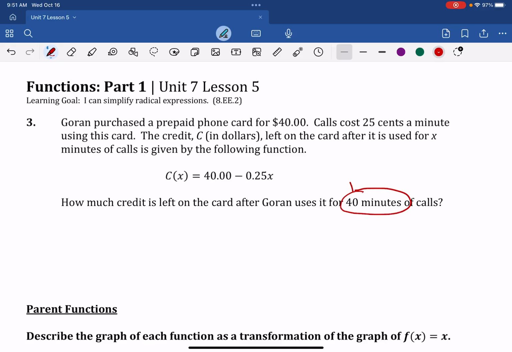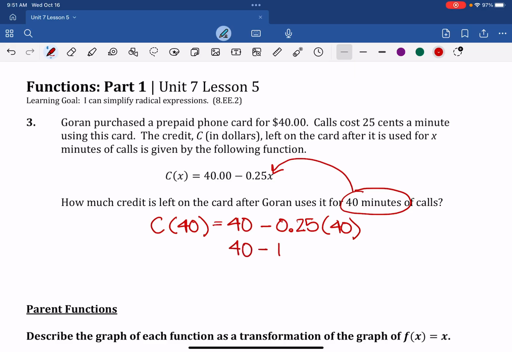So all we're going to do is take the 40 and plug it into the function and simplify it down. So I have C of 40 equals 40 minus 0.25 times 40. So 40 minus 10. So the function evaluated at 40 minutes of talking on the phone is equal to $30.